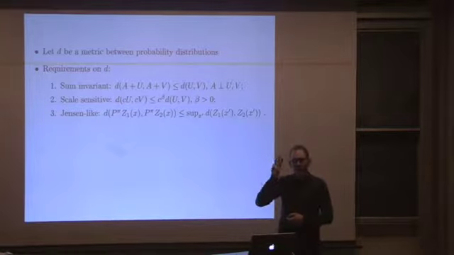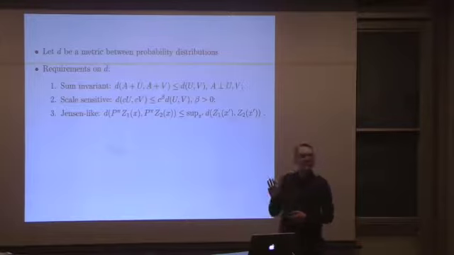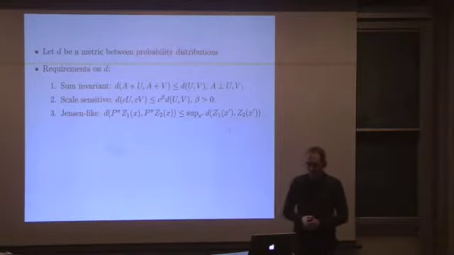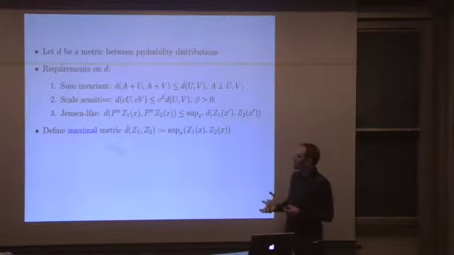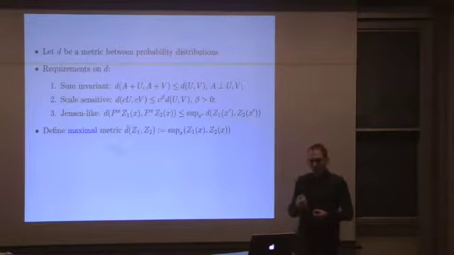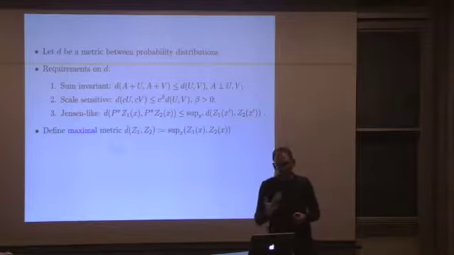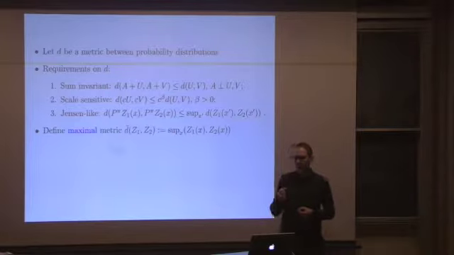So these are the three requirements we're making on this metric D. They're not actually too hard to satisfy, but they need to be there. So now, once we have this metric between distributions, we have a collection of these, one for each state. So let's just do the simple thing of defining a maximal metric between two collections.